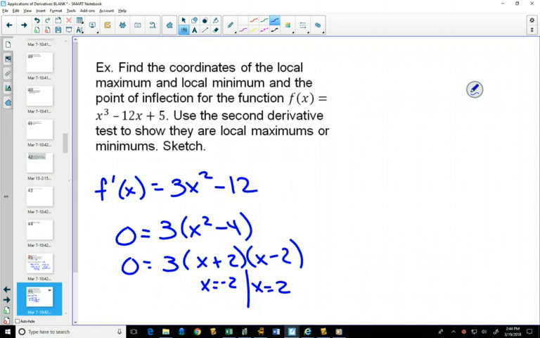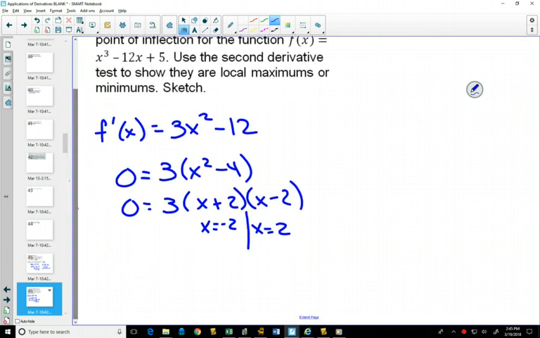You could have also brought the 12 over, divided by 3, and had x squared equals 4 and have to square root both sides. And when you square root both sides, you're going to have to remember the plus or minus. Sometimes the factoring is nice because a difference of squares naturally puts that plus or minus into it, whereas when you square root both sides, sometimes you forget that plus or minus.